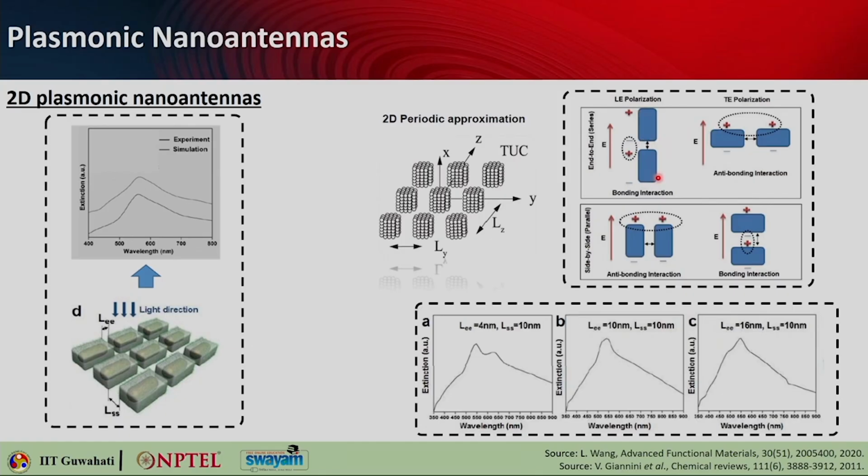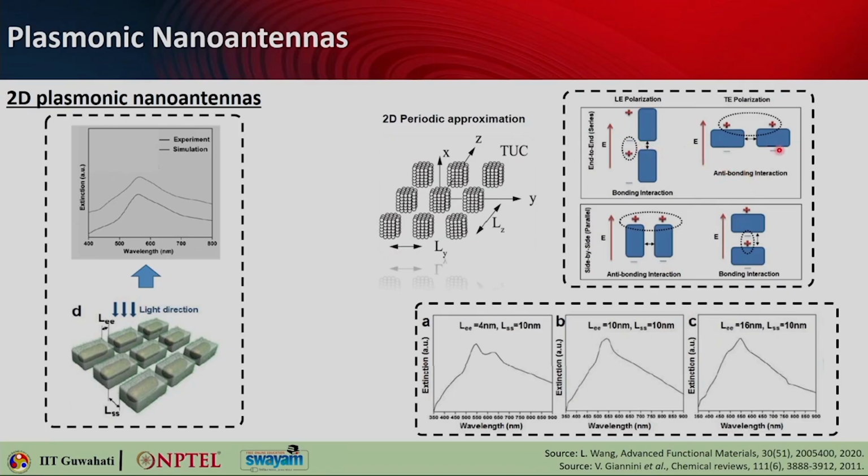If you look into these two particles lined up here, depending on the electric field direction, if the electric field direction is this one, we call this LE, that is longitudinal edge polarization. It means the polarization is along the longitudinal edge. You will have dipoles created like this, plus minus, and you will have a bonding type of interaction. When this kind of interaction happens, the energy lowers and it will redshift.